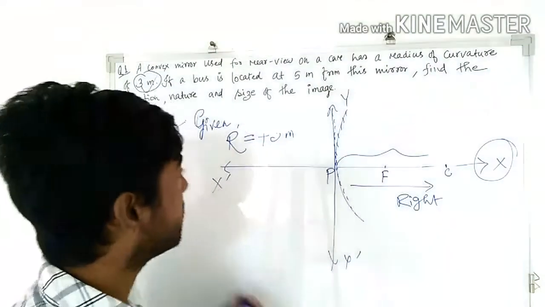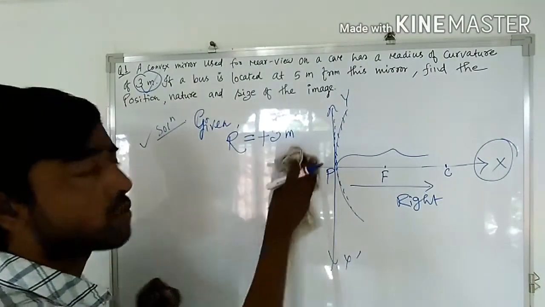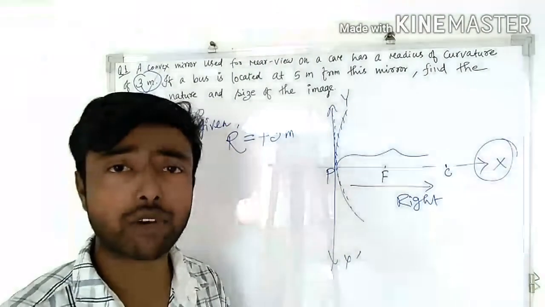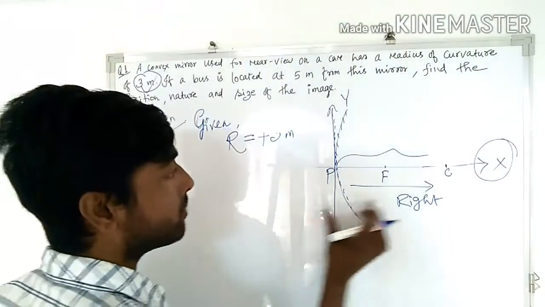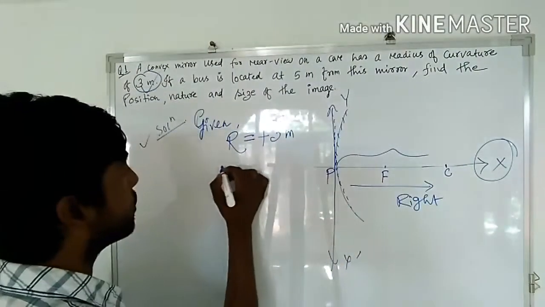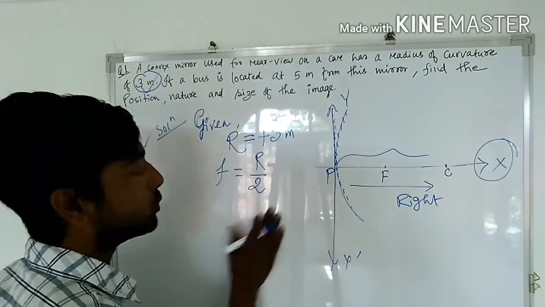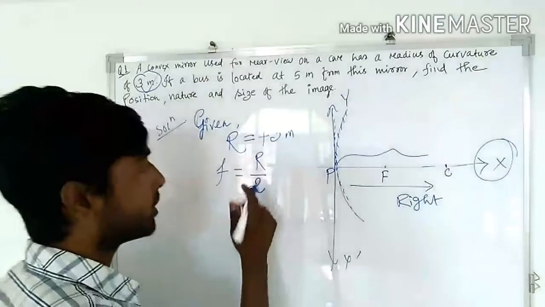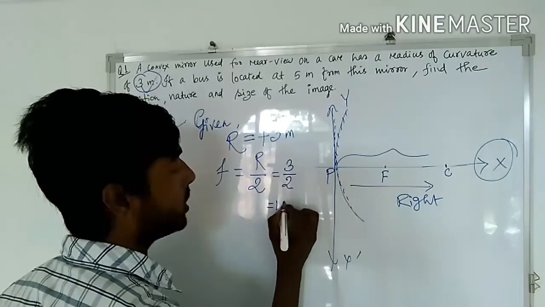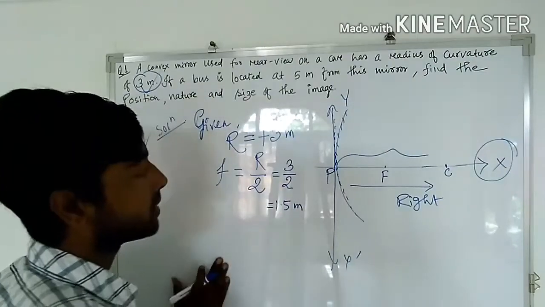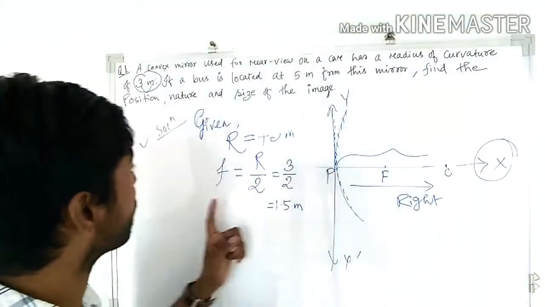So radius of curvature is given. Now if you know the radius of curvature, you can easily find out the focal length of the mirror. Why? Because we know that focal length is equal to radius of curvature divided by 2. That means 3 divided by 2, that means 1.5 meter. It is given in meter, so it will also be in meter. So this is your focus.